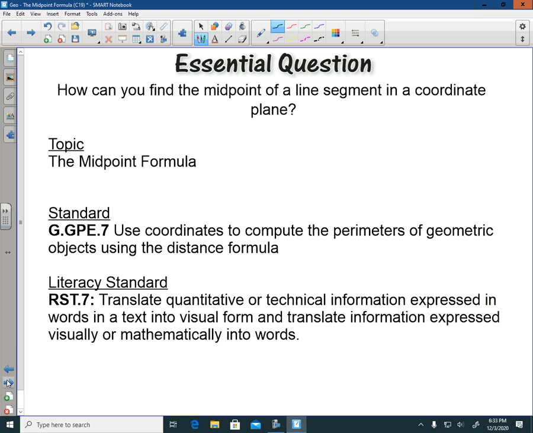All right, so on your new page of notes, you have a topic. It's called the midpoint formula. That's what we're talking about today. The essential question: how can you find the midpoint of a line segment in a coordinate plane? Make sure that topic makes it into the table of contents, and let's get started.